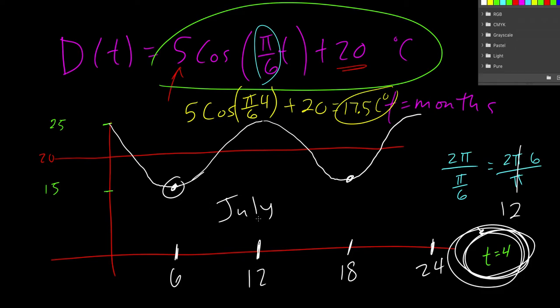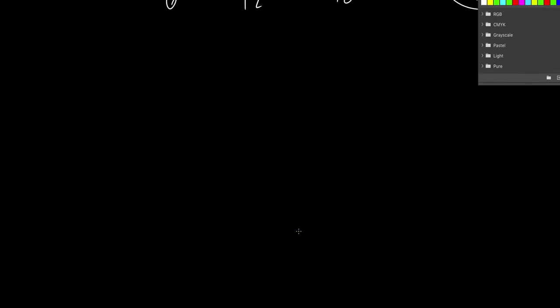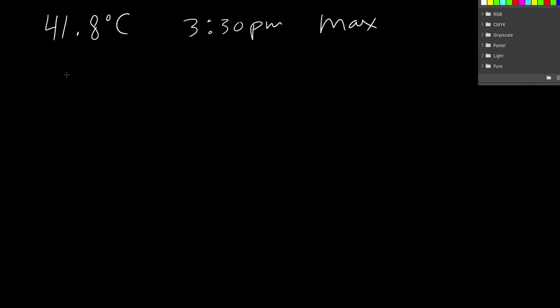Now we're going to do another example. Okay, it says, on a hot summer day in Madrid, Anito pays careful attention to the temperature. The maximum of 41.8 degrees Celsius occurs at 3:30 p.m. The minimum was 27.5 degrees Celsius. Suggest a sine function to model the temperature for that day.